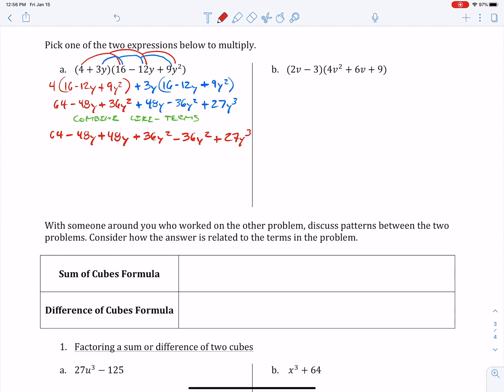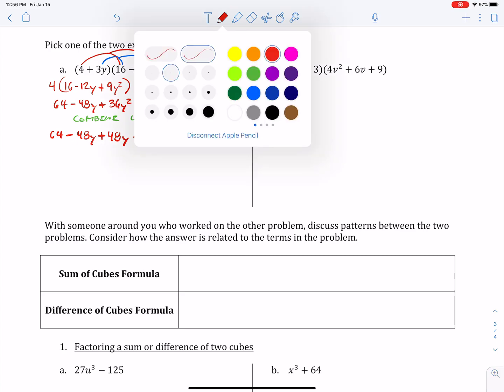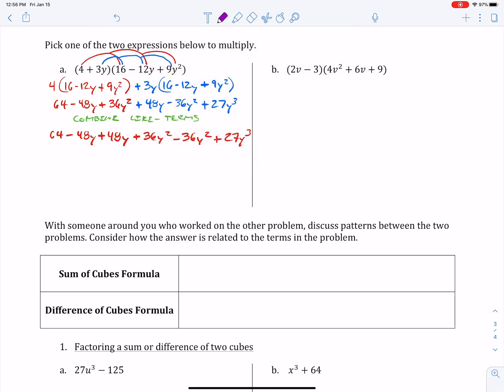And what that does, it helps me package it in a way to see what cancels out or what I need to combine. So negative 48y plus 48y, those cancel. 36y squared minus 36y squared, those cancel. So my solution, or my expression, is 27y to the third power plus 64. And that's my answer. So again, all we did was really utilize the distributive property and then combine like terms and came to our solution. So go ahead and try letter B on your own, and we'll cover it in class.